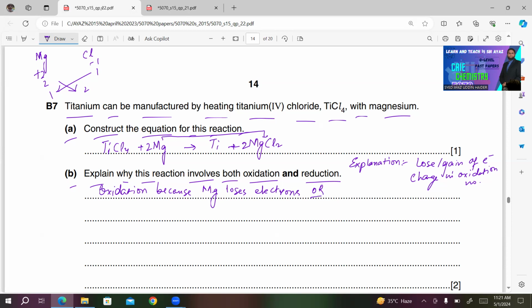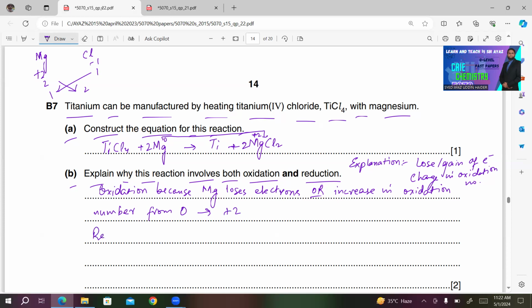Or you can explain this in terms of change in oxidation number. The oxidation number on an element must be 0. Here it must be carrying 0. And on the right-hand side, it must be +2. It's a metal, it's +2. Or increase in oxidation number from 0 to +2.